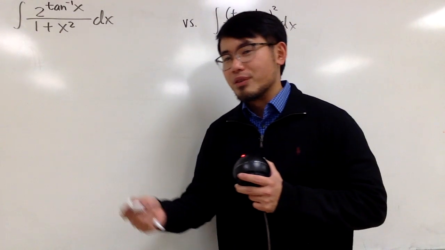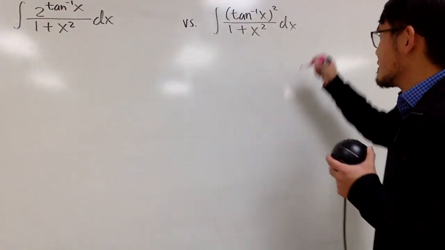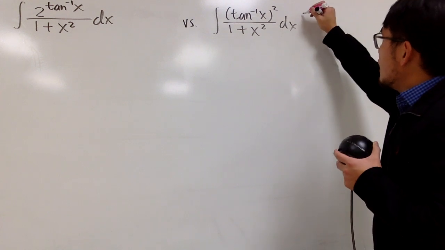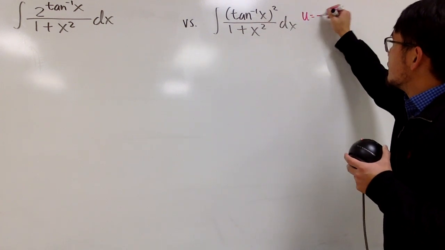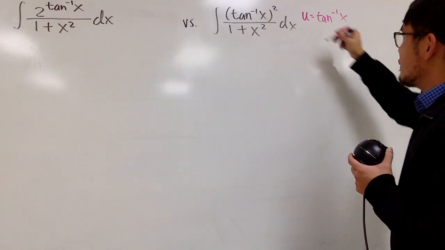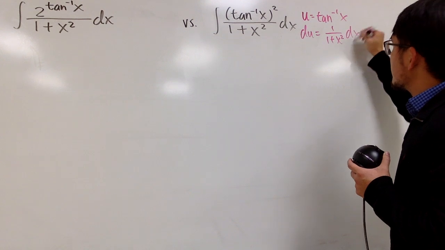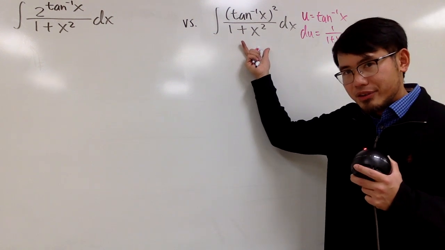So actually, let's do this one first. This is actually easier. Why not? Because I said this is easier. So here we go. I will let u equal to inverse tangent x. Why? Because it works. Because when you differentiate this, you get 1 over 1 plus x squared dx. And you do have this right here.